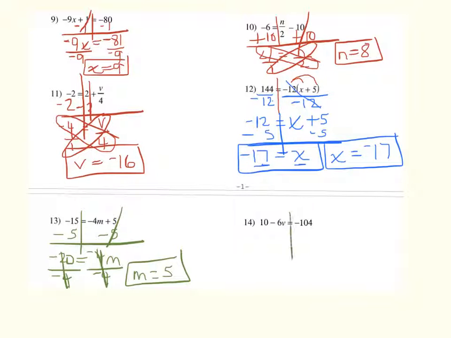Number 14. Draw my balance. I'm going to subtract 10 from both sides. Cancels. -6v is equal to 94. Oops. No, it's not. It's 2 negatives, which means that it is a bigger negative. So it's -114. Sorry. I'm going to divide both sides by -6. And that is going to give me v is equal to +19.